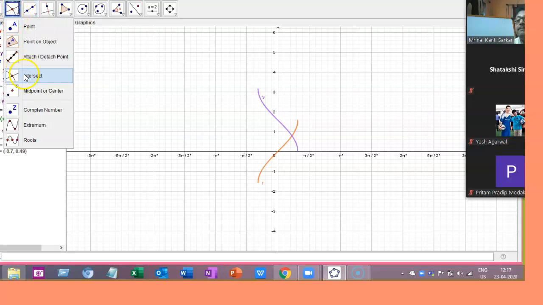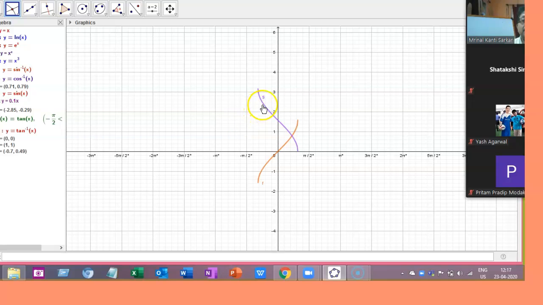The intersect part I am plotting here. This is one curve and this is the other curve. They are intersecting at this point. The coordinate of the point F, you can see, is 0.71, 0.79. So the x coordinate of the point is 0.71. Okay, this is x coordinate 0.71. So the value of x is going to be 0.71.